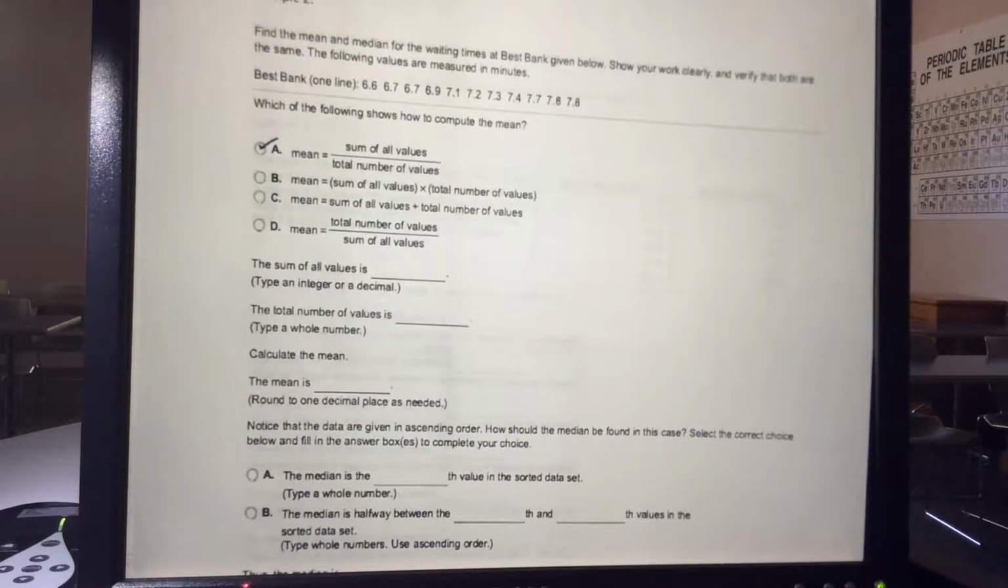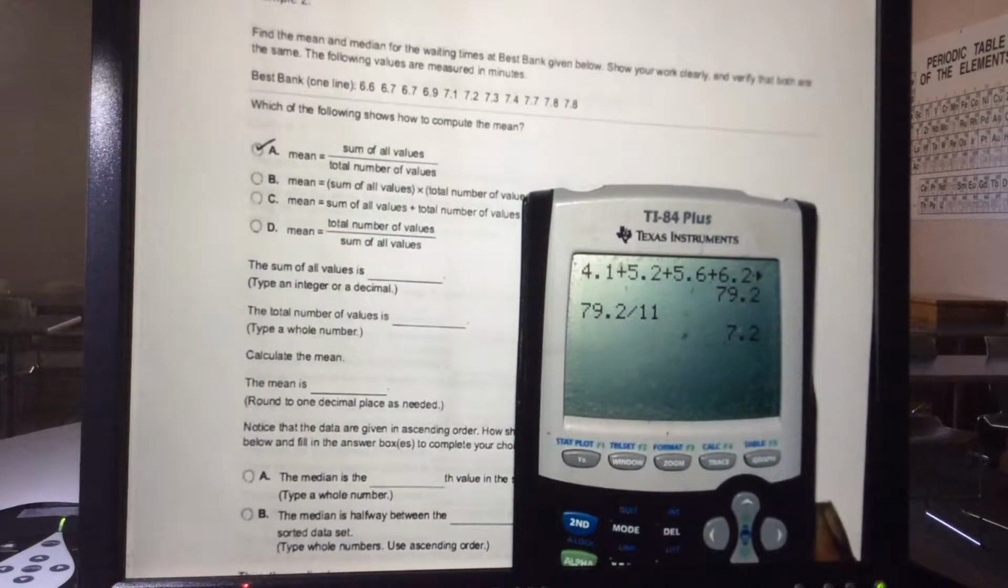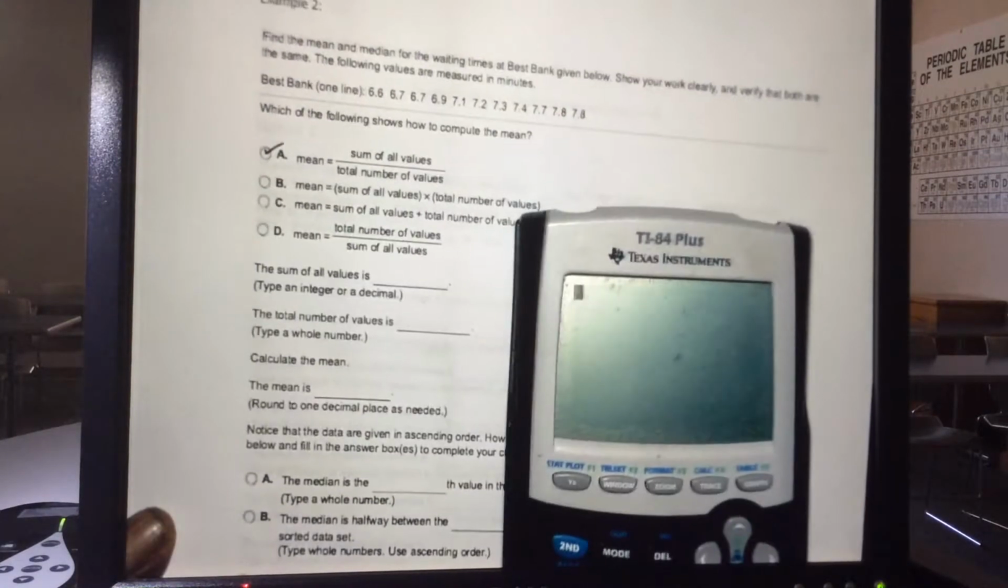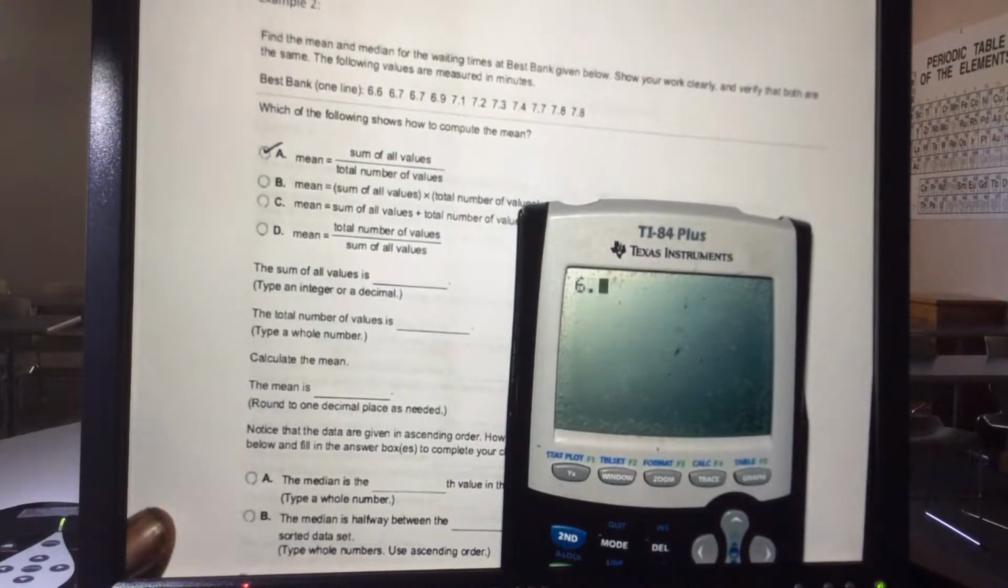Now let's take the sum of all the values here. Okay, so here we're going to do 6.6 plus 6.7 plus 6.7 again, plus 6.9 plus 7.1 plus 7.2 plus 7.3 plus 7.4 plus 7.7 plus 7.8 plus another 7.8. You'll get 79.2.